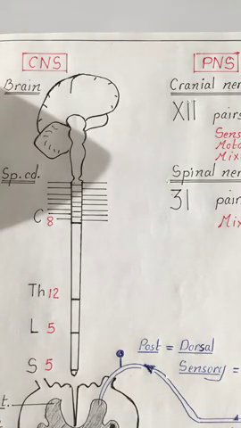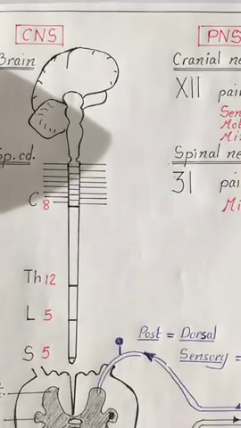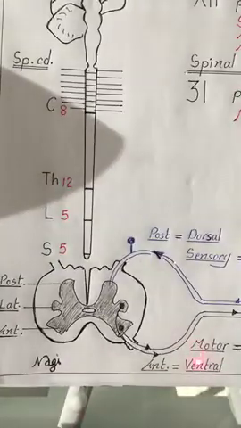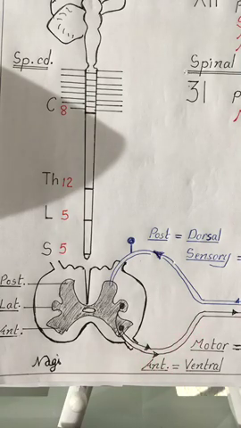In contrast to the cranial nerves, all the spinal nerves are mixed nerves. That is, each spinal nerve contains sensory or afferent nerve fibers in their posterior or dorsal root, and motor or efferent fibers in their anterior or ventral root.